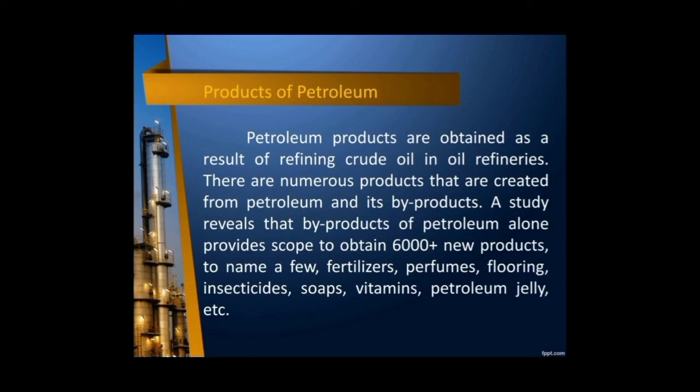Products of petroleum. Petroleum products are obtained as a result of refining crude oil in oil refineries. There are numerous products that are created from petroleum and its byproducts. A study reveals that byproducts of petroleum alone provide scope to obtain 6,000 plus new products, to name a few: fertilizers, perfumes, flooring, insecticides, soaps, vitamins, petroleum jelly, and so on.